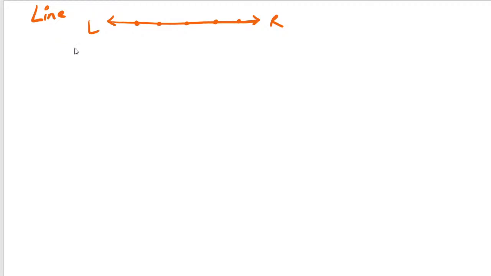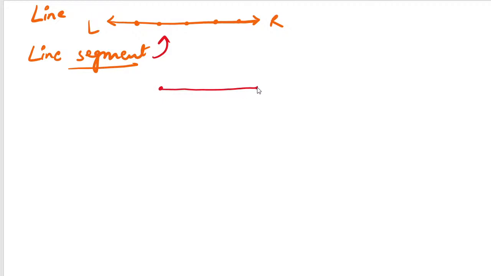Now let's talk about what a line segment is and what the difference is between a line and a line segment. A line segment is a part of a line and it has two end points like this. If I say this is A and this is B, so this is a line segment.